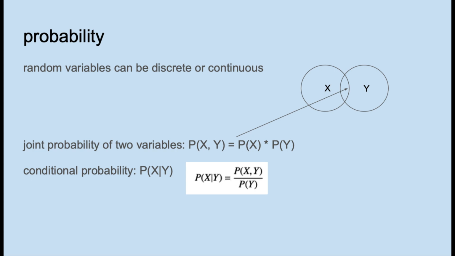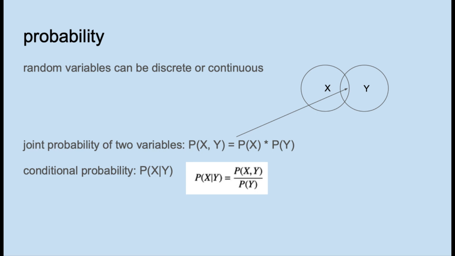Welcome back. In this video, we run through a quick probability review, emphasizing the terminology we need for naive Bayes. A random variable can be discrete or continuous. The joint probability is the probability of both x and y occurring. In the diagram, we can see that as the overlapping space between x and y.